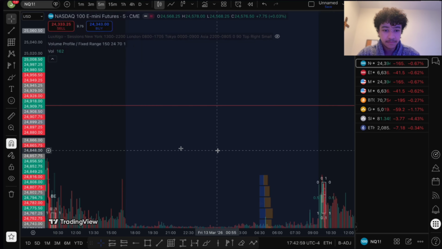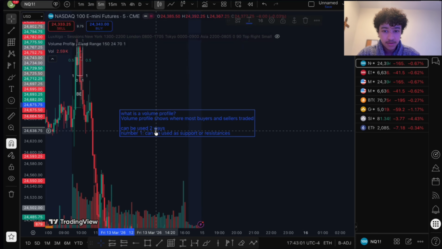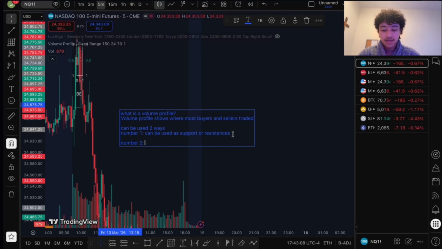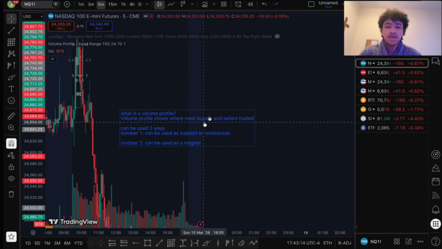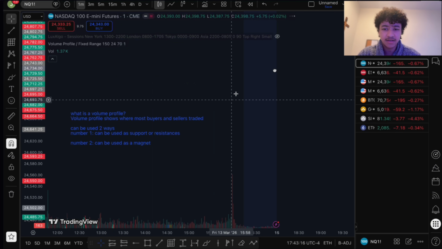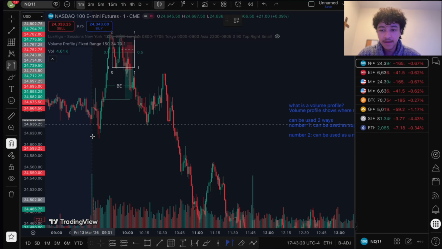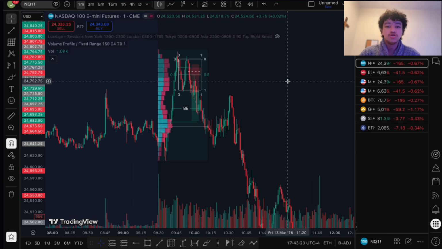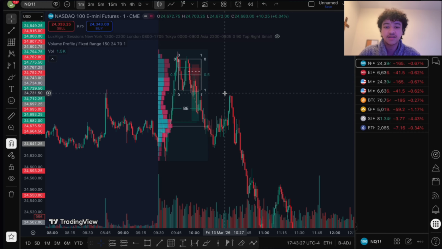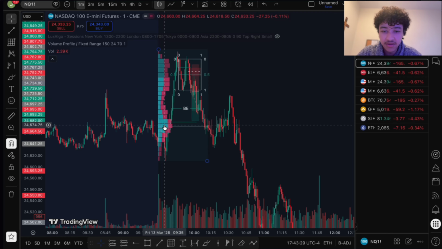Now I said there were two ways. What is the other way? Number 2 can be used as a magnet. And what do I mean by a magnet? To simply say it, price usually is attracted to the volume profile because there was a lot of volume going on in this area.